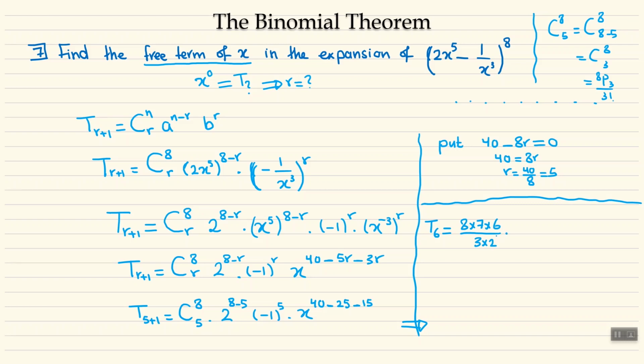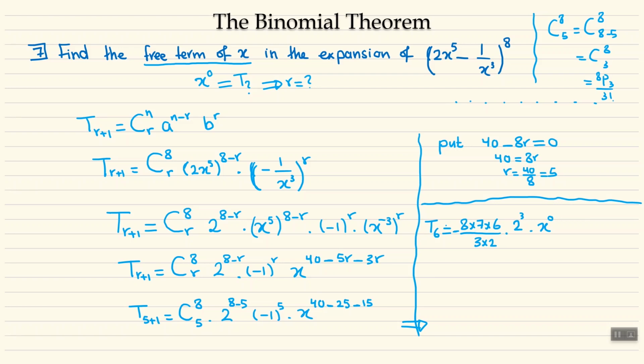times 2 to the power of 8 minus 5, which is 2 to the power of 3, times negative 1, which has an odd power, so it becomes negative. Don't write it here, write it at the beginning of the term. So minus 1 to the power of 5 is minus. The term is negative. Times x to the power of 40 minus 25 is 15. 15 minus 15 is x to the power of 0.